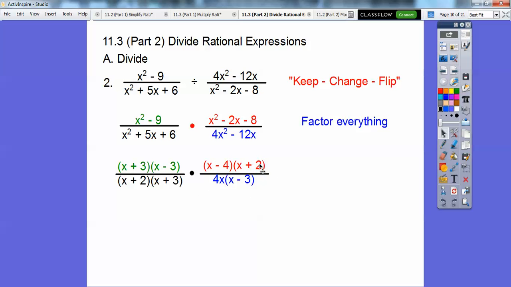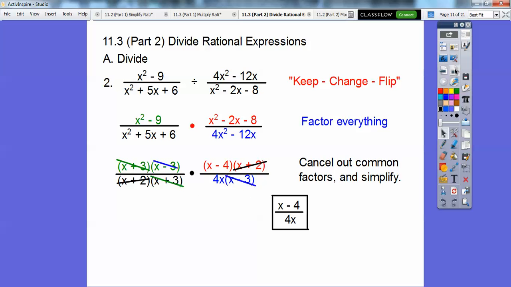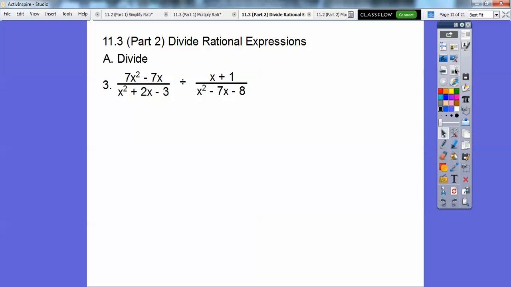Okay, and then just start canceling all the common factors right there. It looks like we're left with x minus 4 over 4x. I know I went fast. You guys can pause. You guys can go back and all that stuff. So, quick lesson. Okay, so keep, change, flip. So here we go. Keep, change, flip.